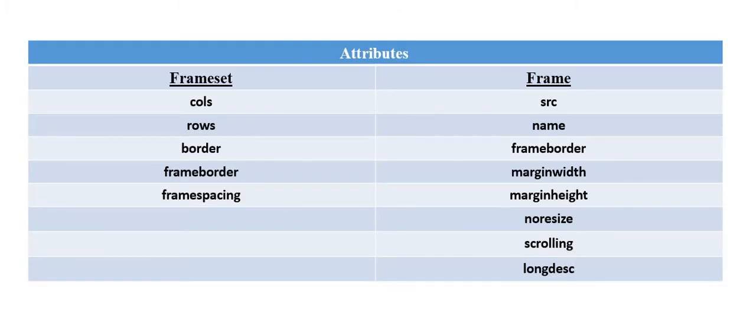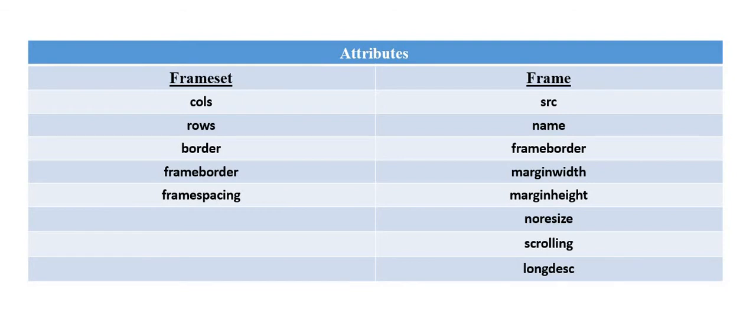First we see the attributes of the frameset tag, which are cols, rows, border, and frame spacing. The cols attribute specifies how many columns are contained in the frameset and the size of each column. The rows attribute works just like the cols attribute and takes the same values, but it is used to specify the rows in the frameset. The border attribute specifies the width of the border of each frame in pixels.